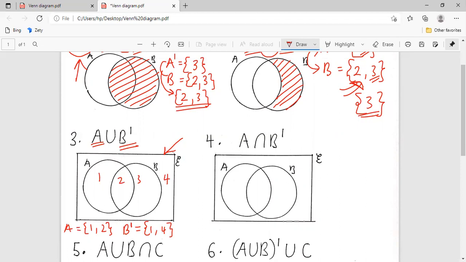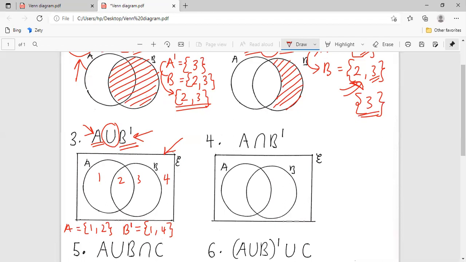So outside of set B, we shall have chamber 1 and chamber 4. After knowing the chambers for A and after knowing the chambers for B complement, then we need to know how those 2 sets are going to be united. Because we know the symbol in the middle is uniting, and to unite is to keep them together.